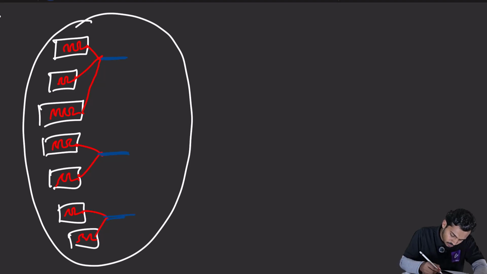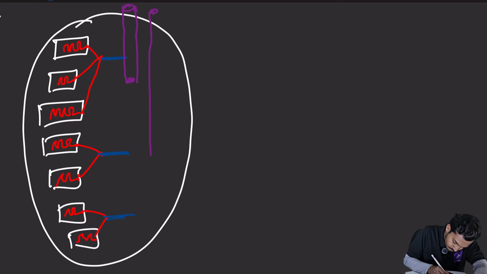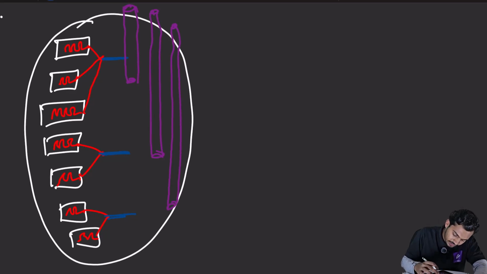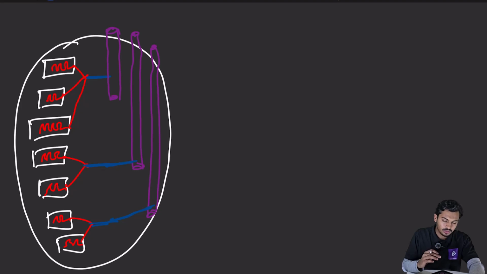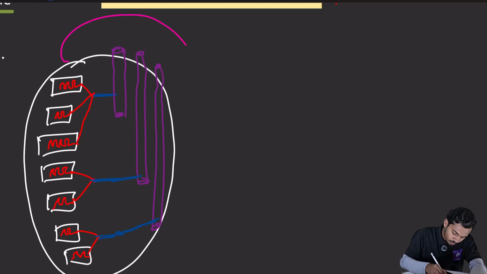Now what happens? There are tubes which are present, which come out of the testis, and these tubes are called as what? They are called as vas efferentia. Understood? So what happens? The rete testis will open into vas efferentia. So vas efferentia, what it will do? Vas efferentia will come out of the testis and they will open in epididymis. So this is the epididymis.